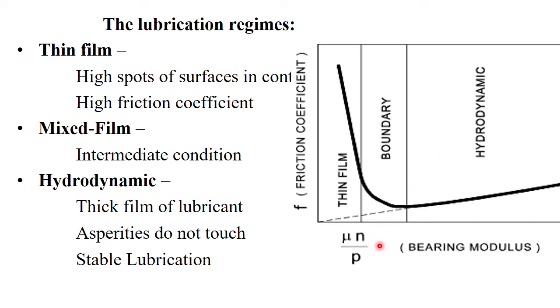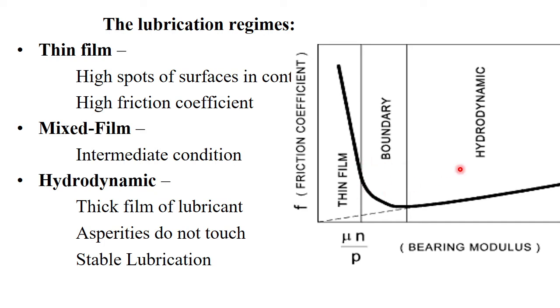And here you note this axis is not only the speed, rather this is a number, and you say this is Zn by P or Bn by P, whatever, we will see to this. It is known as bearing characteristic number, bearing modulus, etc. So these are the distinct regions of a hydrodynamic bearing.